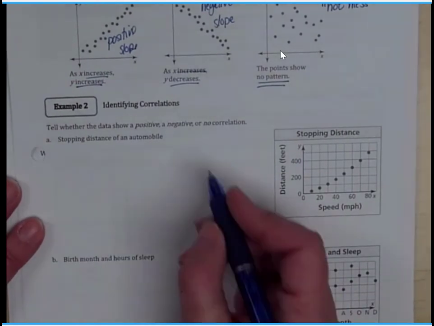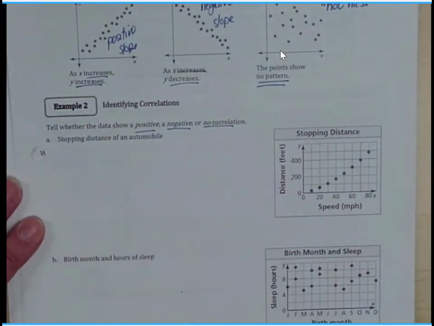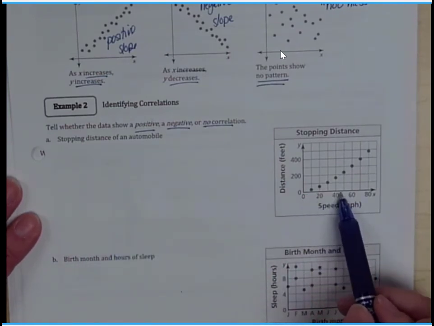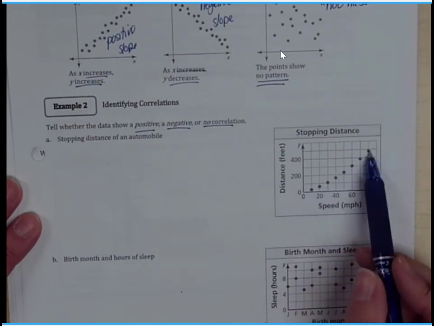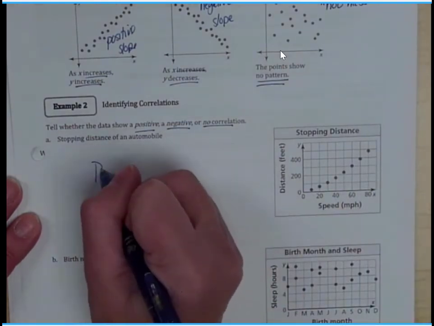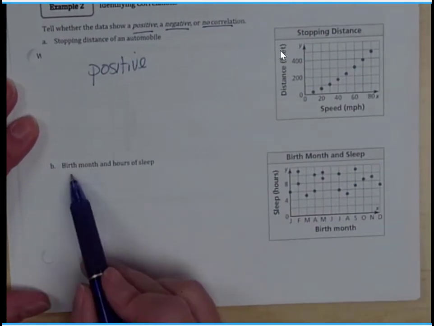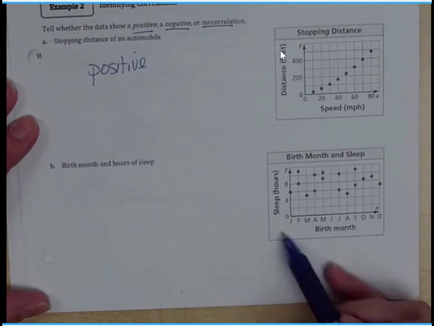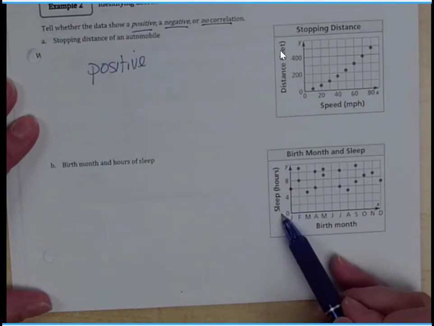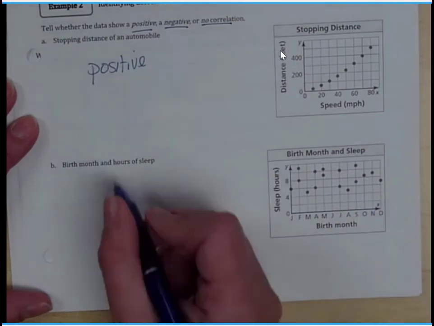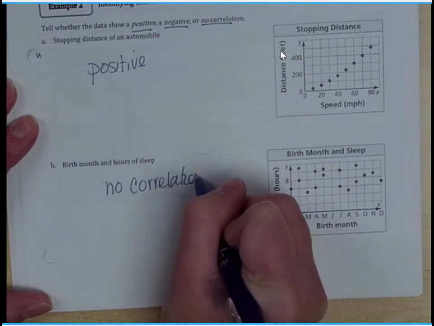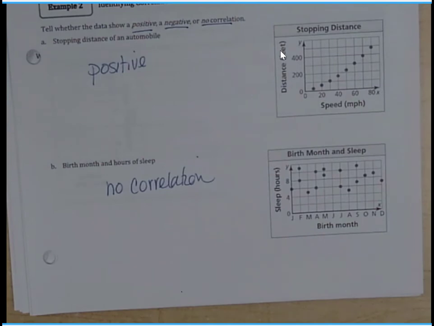All right, so let's look at these two. Tell whether these have a positive, negative, or no correlation. Stopping distance of an automobile. So the faster you go, the longer you need to stop. So that is a positive correlation. Now, birth month and hours of sleep, meaning what month you were born does not correlate at all to the number of hours you sleep. So here, there is no correlation. One does not affect the other.